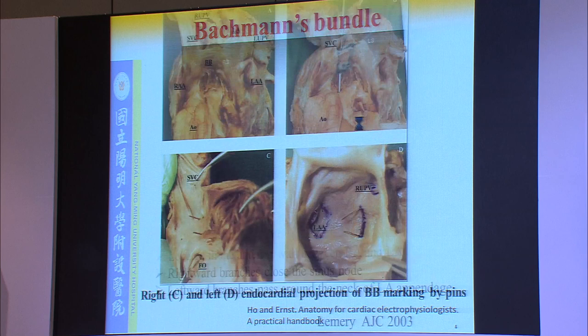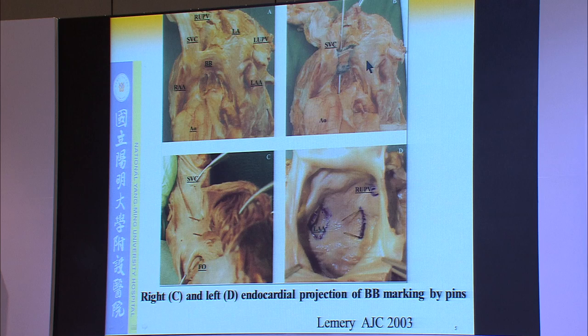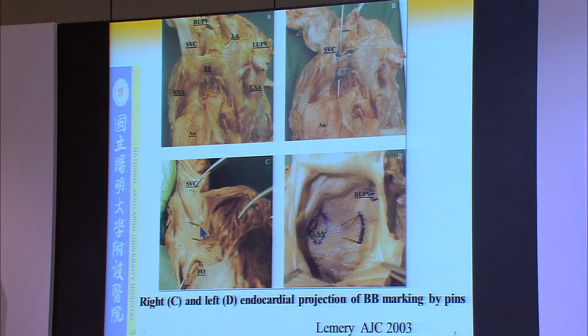Dr. Lemery also showed the Bachmann bundle connecting the right atrium and the left atrium. As you can see, this is a very clear Bachmann bundle here, marked between the SVC and the left side and the left atrium. In panel C, you can see the pin here marking the right side endocardial projection of the Bachmann bundle, and this mark is the left side endocardial projection of the Bachmann bundle.